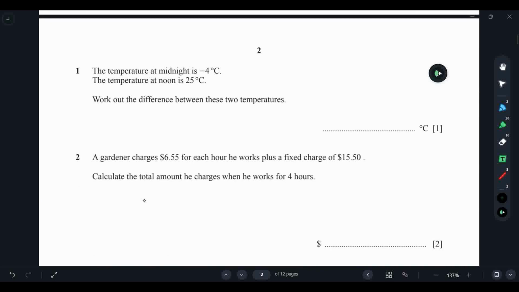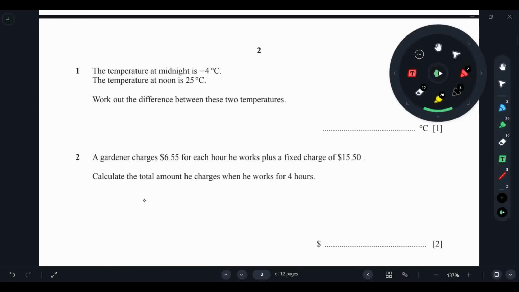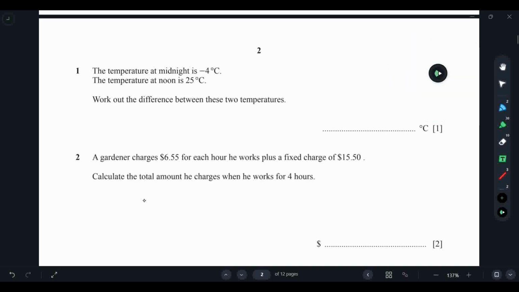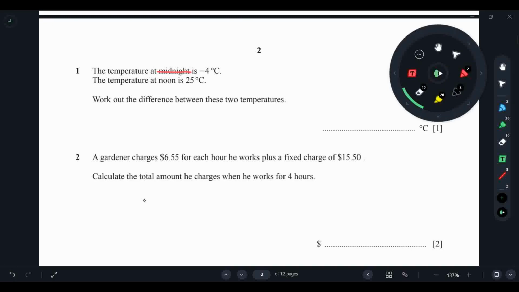Now, this is question number one. First of all, we need to understand the question. The temperature at midnight is minus 4 degrees. The temperature at noon is 25 degrees. Work out the difference between these two temperatures. So how can we work it out?